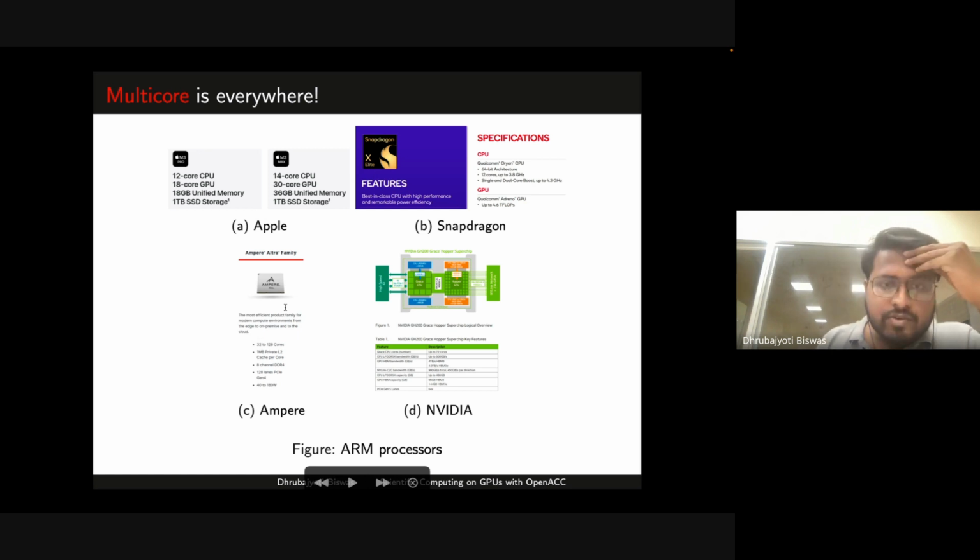So Ampere is an ARM company whose CPUs give around 32 to 128 cores per CPU. And NVIDIA is also trying to create CPUs of their own. They have brought out this architecture called the Grace Hopper Superchip, which joins a GPU and a CPU together. And you can see the number of cores on that is 72. So there is a tendency of creating CPUs with larger and larger numbers of cores.